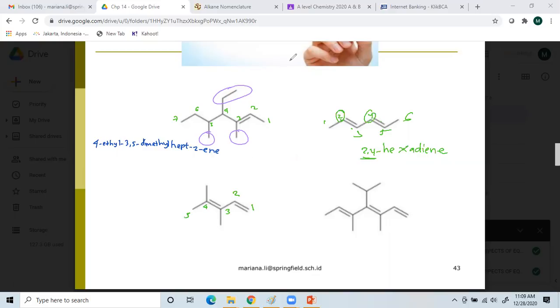1, 2, 3, 4, 5. So the name is 3,4-dimethyl-1,3-pentadiene. 5 carbons, then double bonds at the first and the third carbon. Pentadiene. Okay, the last one.